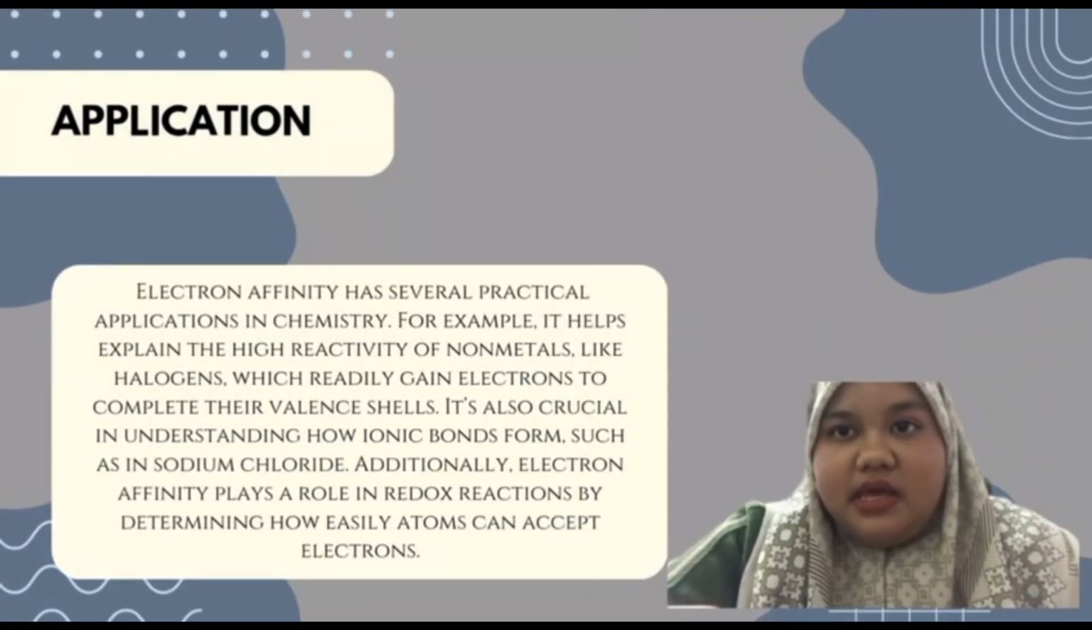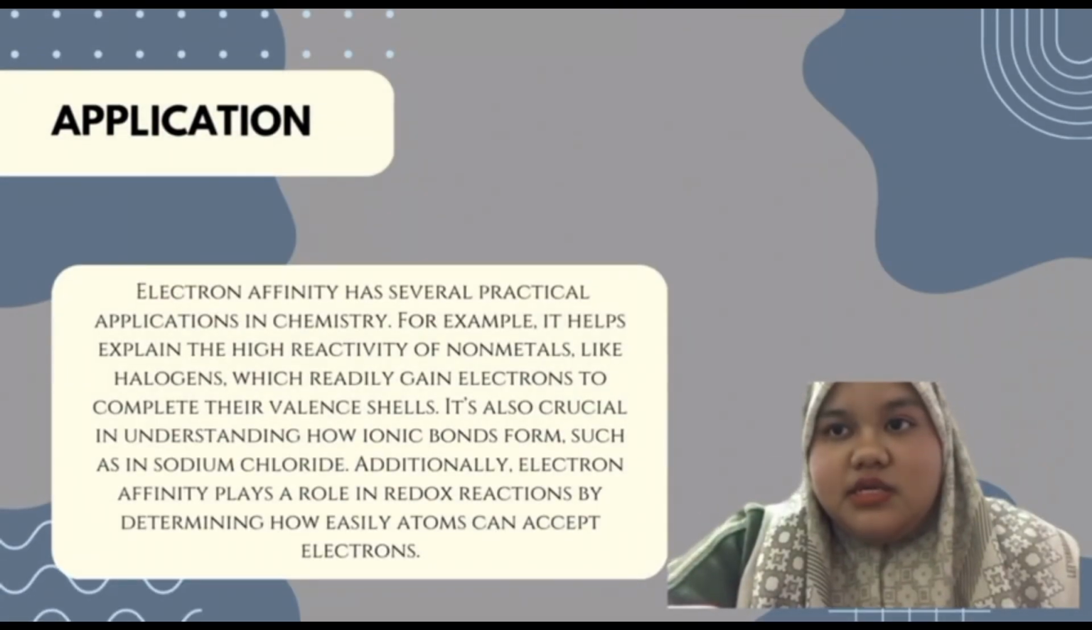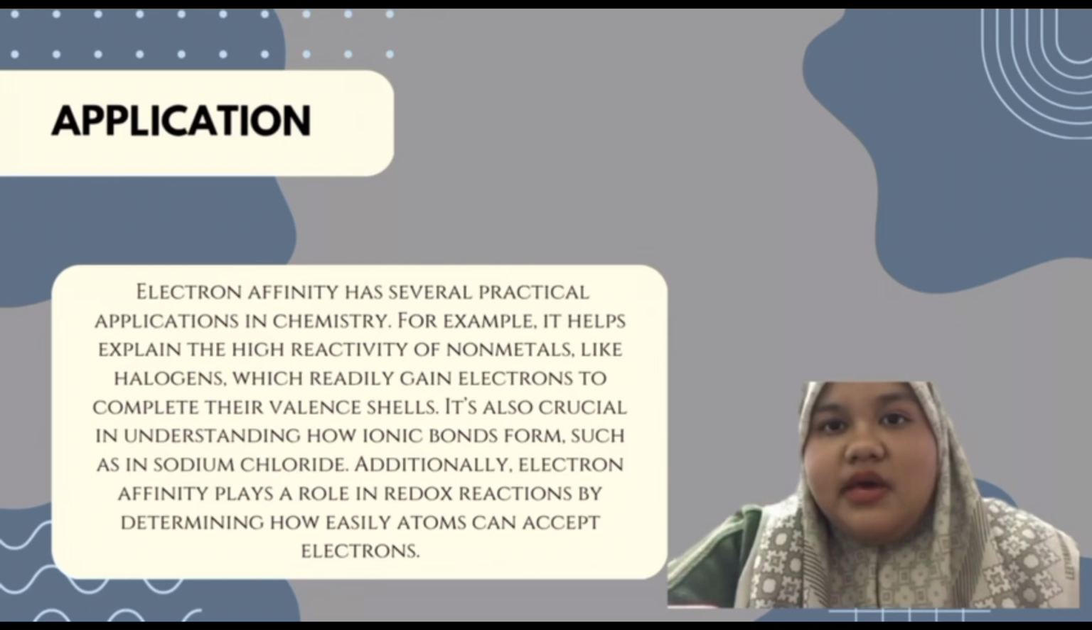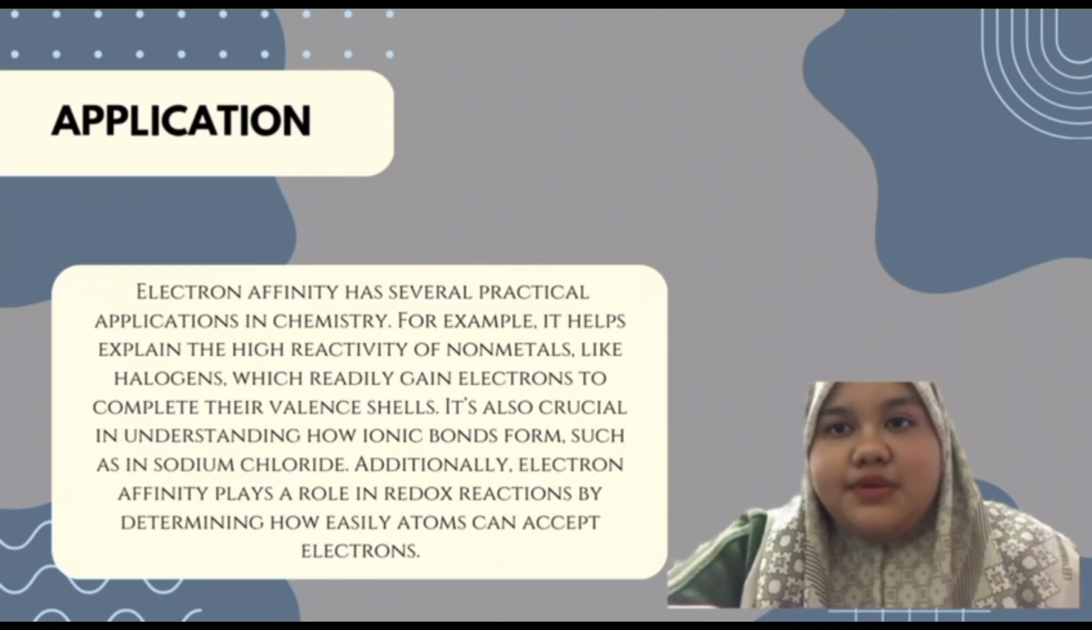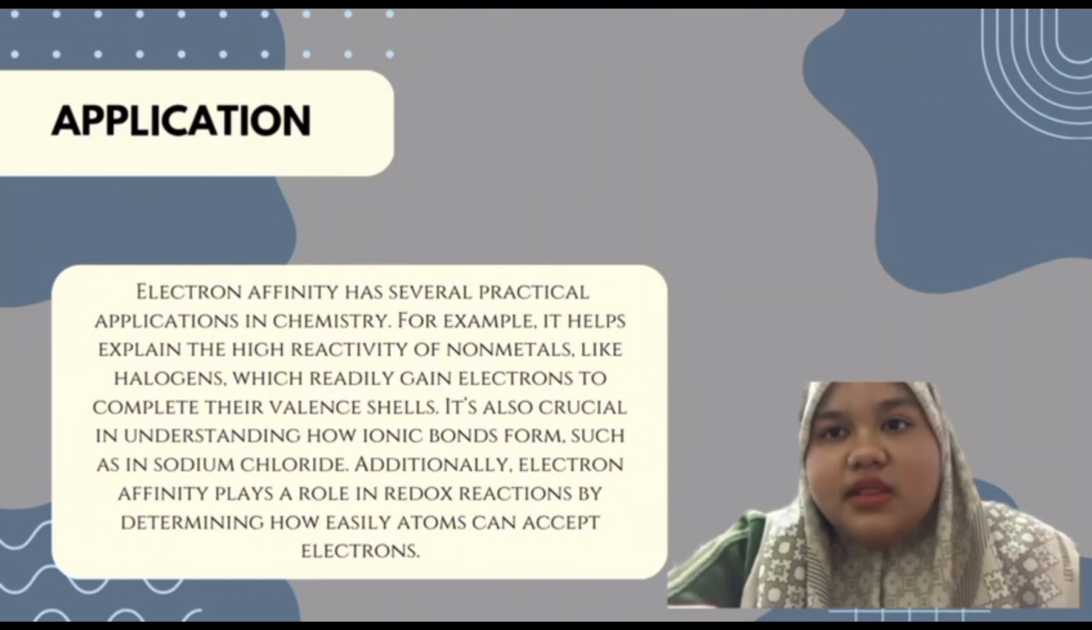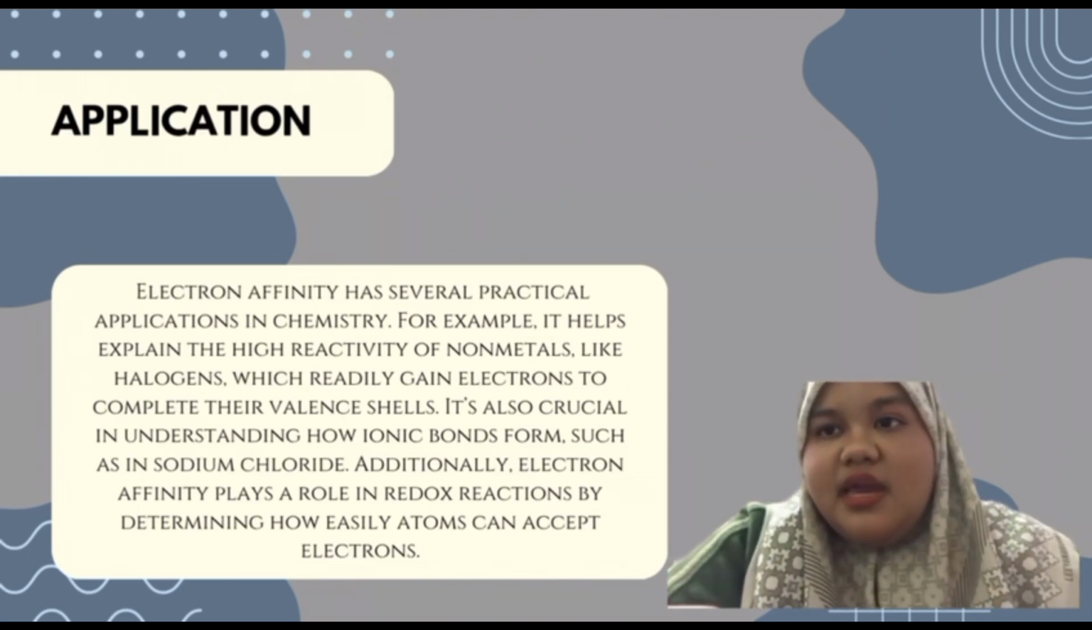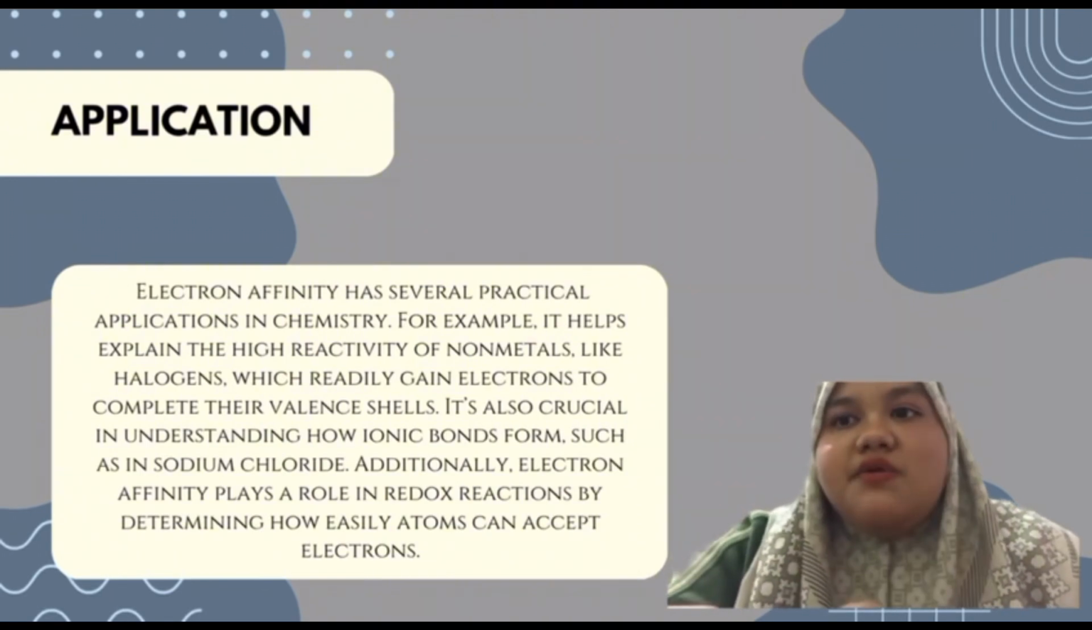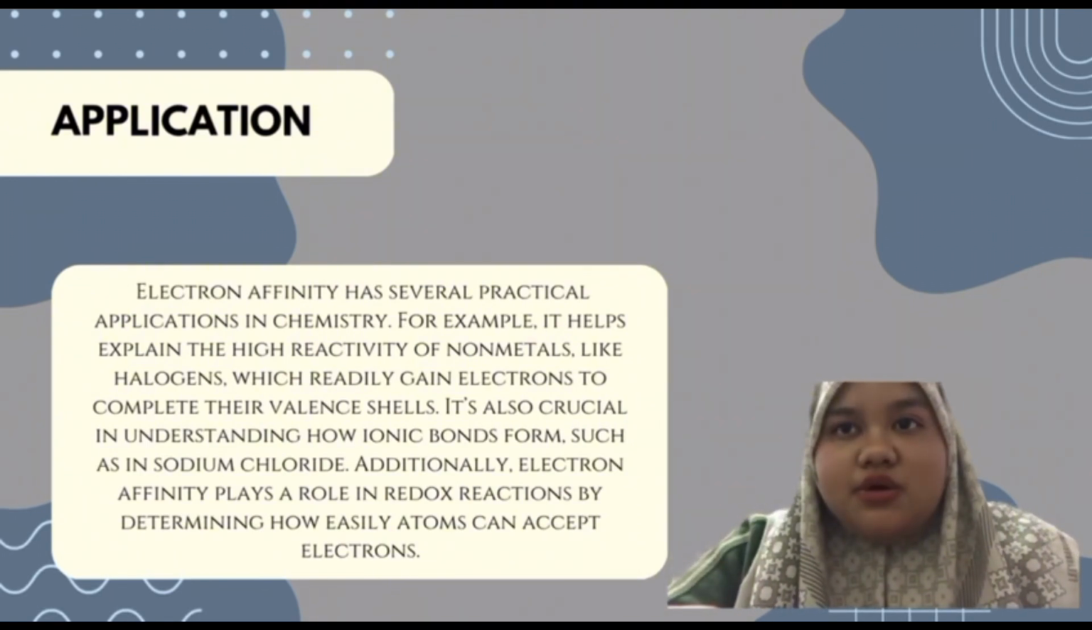Electron affinity has several practical applications in chemistry. For example, it helps explain the high reactivity of nonmetals like halogens, which readily gain electrons to complete their valence shells. It's also crucial in understanding how ionic bonds form, such as in sodium chloride. Additionally, electron affinity plays a role in redox reactions by determining how easily atoms can accept electrons.